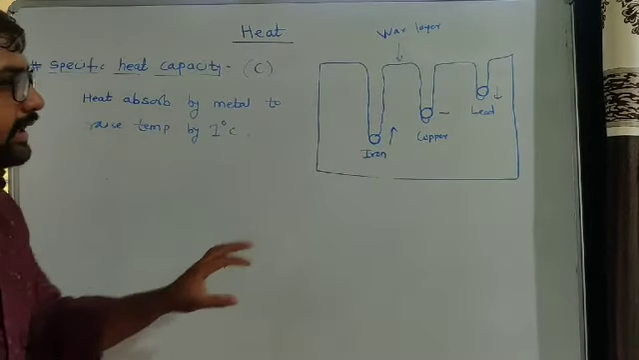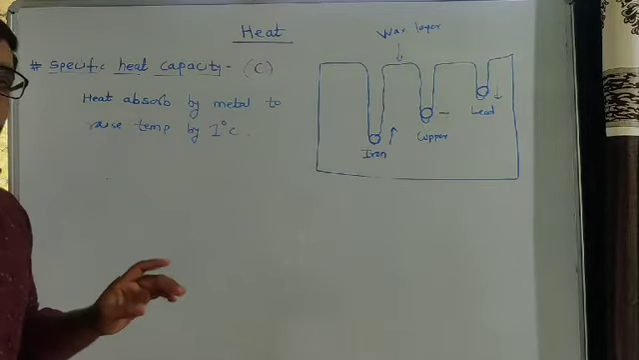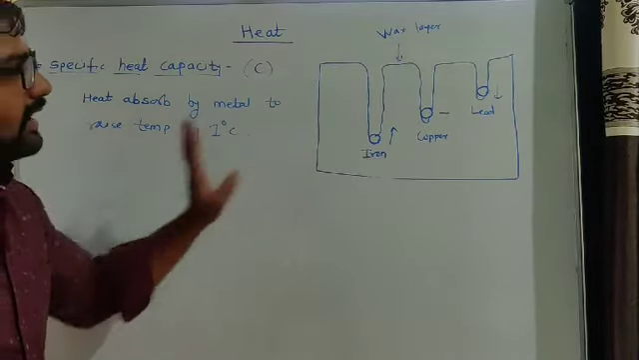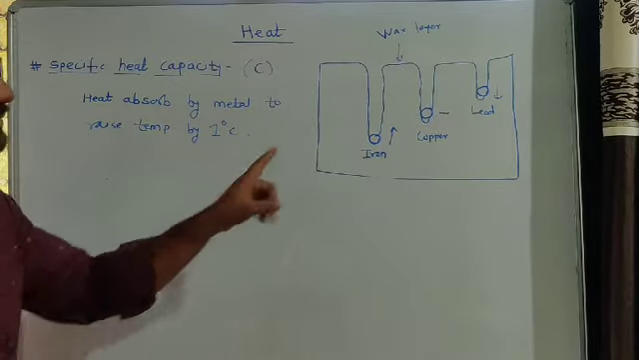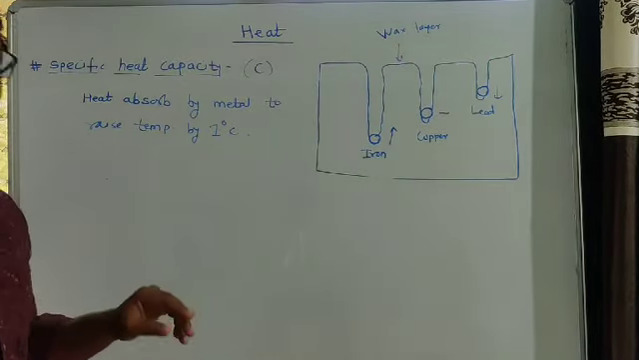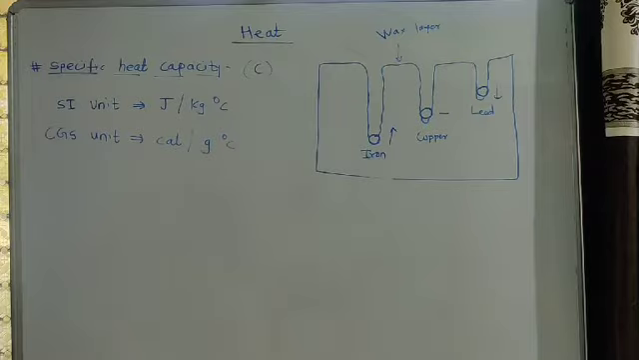Okay, so that is why the heat in the iron ball is more as compared to copper and lead, and that is why the iron ball goes the deepest as compared to lead and copper. Now we have to see the unit of specific heat capacity.